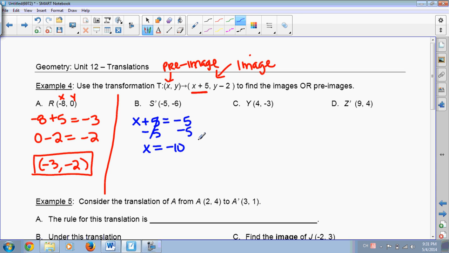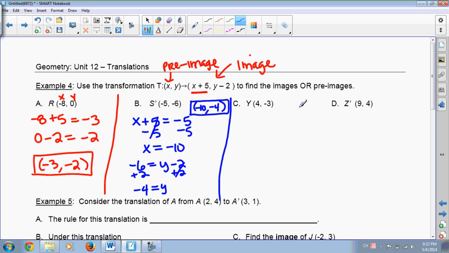So x would have to start at -10, and then you do the same thing for the y. Instead of plugging in -6 for y, you set it equal to -6 to find out where y needs to begin. So we'd add 2. So y is equal to -6 plus 2 is -4. So the pre-image, because we already have the new image, the pre-image would be -10, -4. Okay, and we're going to save C and D for class.